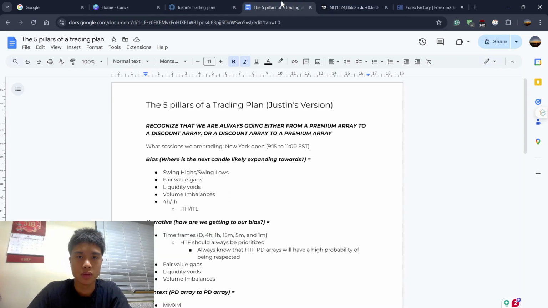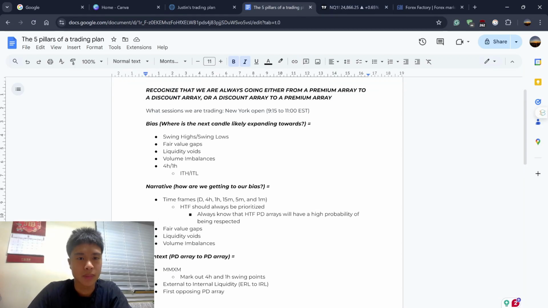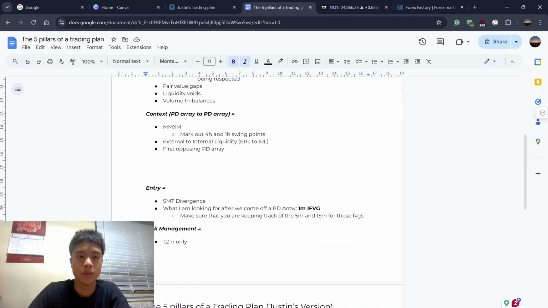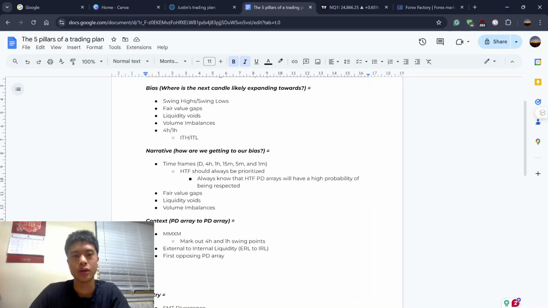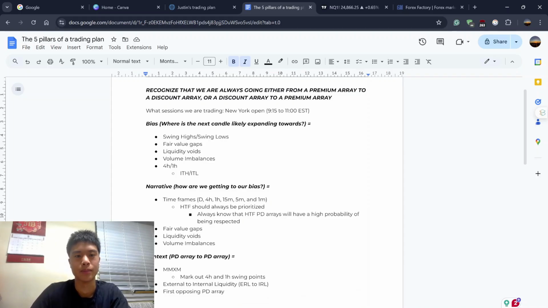Okay, so I expect that you read the PDF that I sent out, and you should be pretty familiar with these concepts because I'm going to go pretty fast. Okay, so first thing, bias. Where is the next candle likely expanding towards?